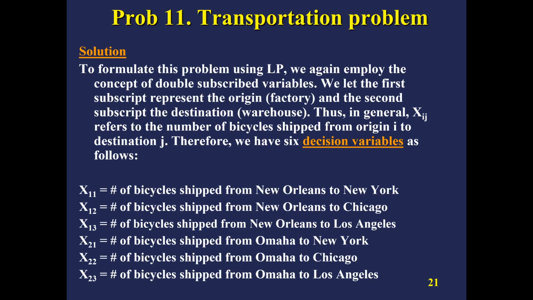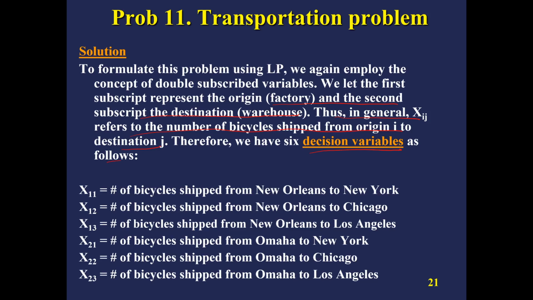To formulate the problem using LP, we again employ the concept of double subscripted variables. We let the first subscript represent the origin factory and the second subscript the destination warehouse. Thus, in general, Xij refers to the number of bicycles shipped from origin i to destination j. Therefore, we have 6 decision variables as follows.